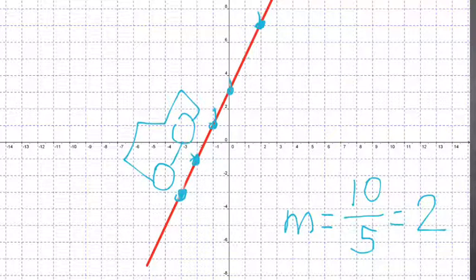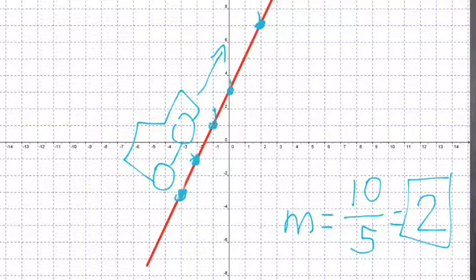Draw a car on the line with its hood always facing the right. Just draw a car on the line and then tell me, is the car going uphill or downhill? So guess what? The slope, m, is a positive 2. The car is going uphill. When the car is going downhill, your slope is negative.